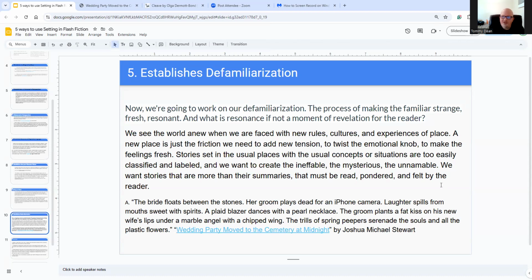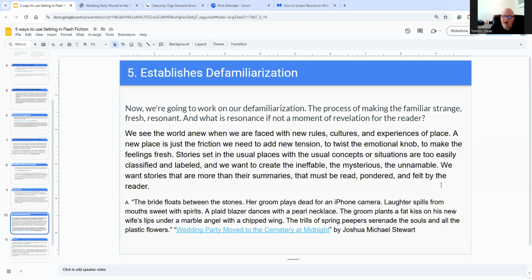If you visualized it straight for the way that it's written, or like the logical part, it doesn't compute that a blazer is dancing with a necklace. But we know that this is a certain person wearing a blazer and a certain woman wearing a necklace. And for me, that just kind of broke open the story. That use of metaphor. I also love that there's a marble angel with a chipped wing, right?